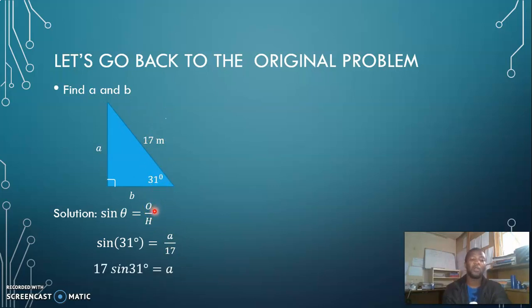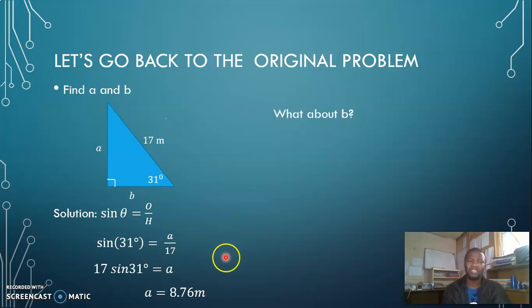Then we are going to cross multiply. This multiplied by this gives us 17 sine 31 degrees, and A times 1 gives us A. When you put this on a calculator, ladies and gentlemen, make sure that your calculator is in degrees when you are doing this kind of thing. You will end up with A equal to 8.76 meters. Right, let's continue.